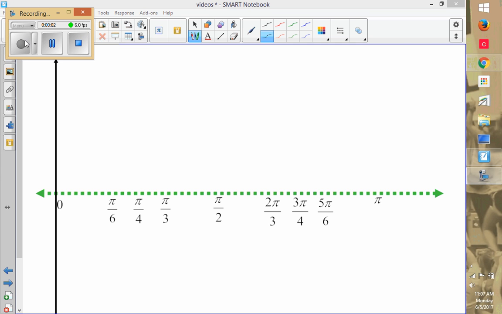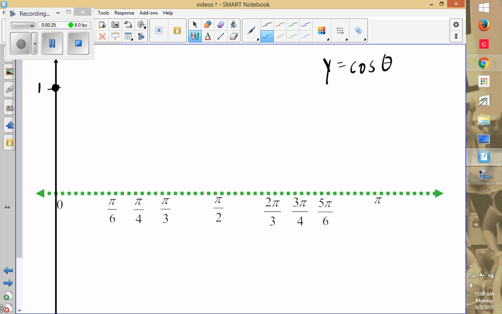Let's now look at the graph of the cosine of an angle. So we're going to construct this the same way that we would construct sine. So let's think about what the cosine of 0 is. And the cosine of 0 is 1.